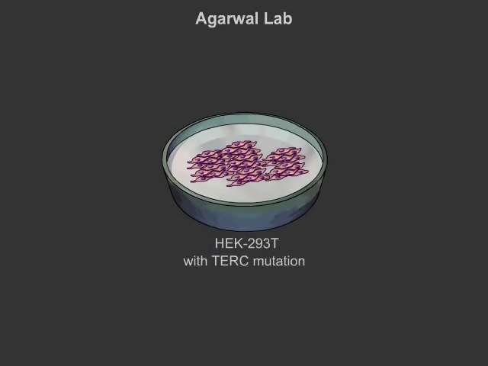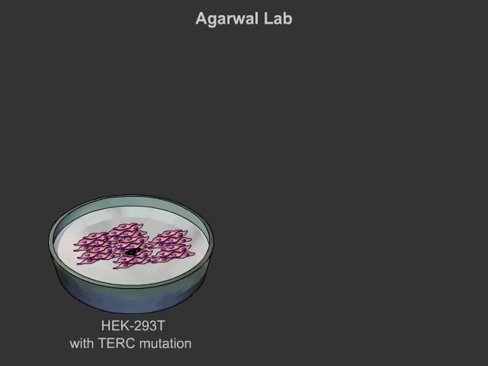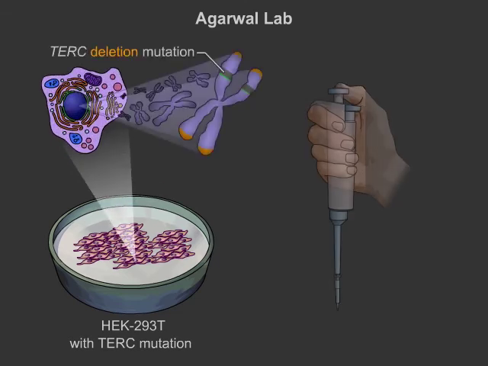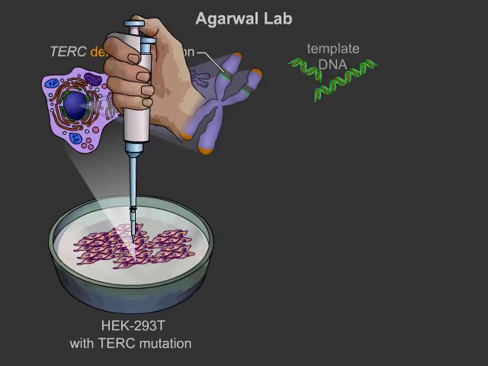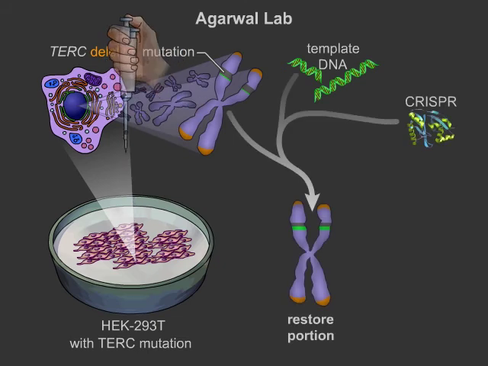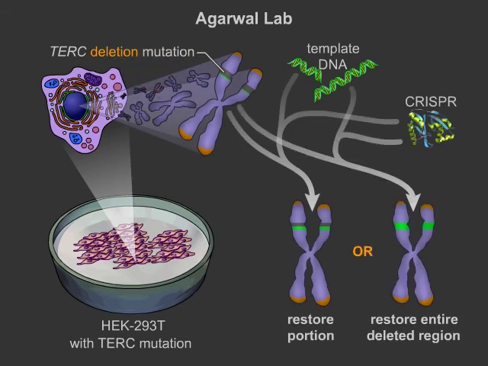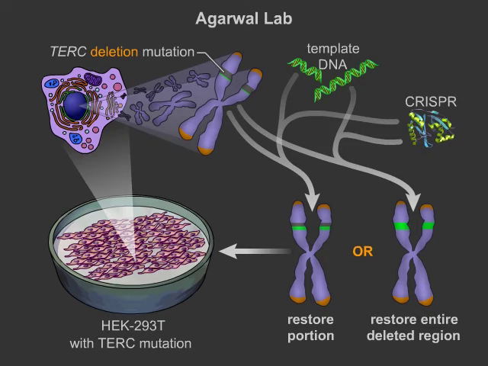Using the cell line and CRISPR technology, we can do a number of things to study the TERK mutation. We can insert template DNA with CRISPR to restore portions of the deleted region or the entire deleted region itself. We will then be able to see how the cells are affected in culture and whether the manipulation was sufficient to rescue the cells and restore TERK function.